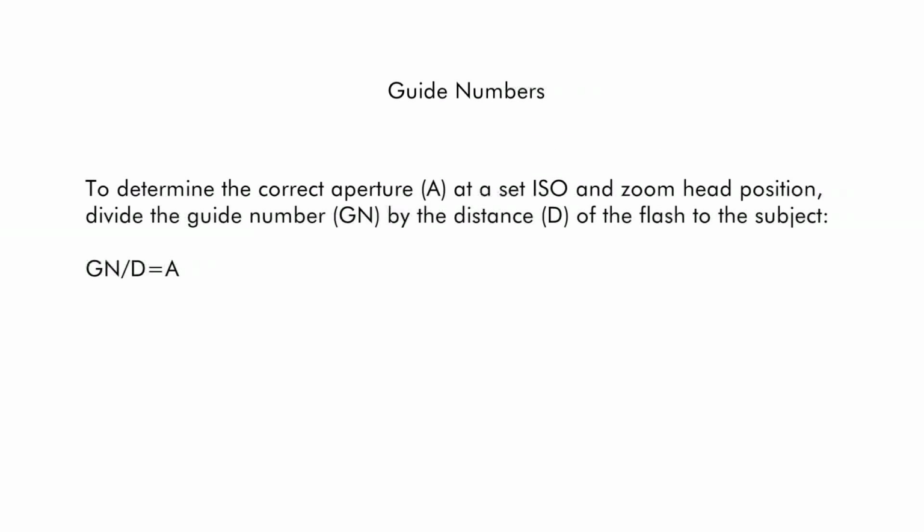Guide numbers can also tell you the correct aperture for flash exposure at a specific distance, manual power setting, and ISO setting. To determine the correct aperture, A, at a set ISO and zoom head position, divide the guide number by the distance, D, of the flash to the subject. GN over D equals A.